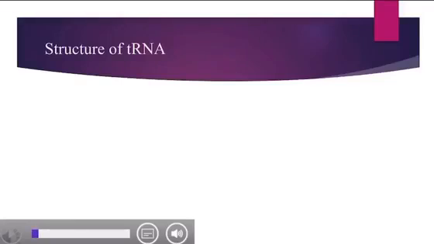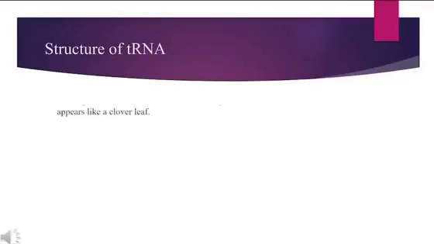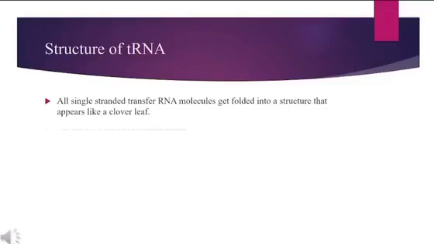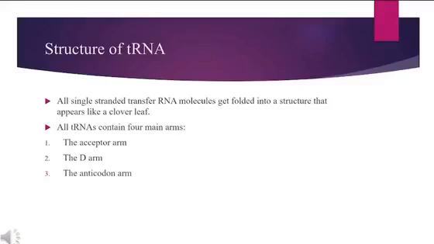Now the structure of tRNA. This type of RNA is generally single-stranded, and transfer RNA molecules get folded into a structure that appears like a clover leaf. All tRNAs contain 4 main arms. The first one is the acceptor arm, the second one is the D arm, the third one is the anticodon arm, and the fourth one is the PSU arm.